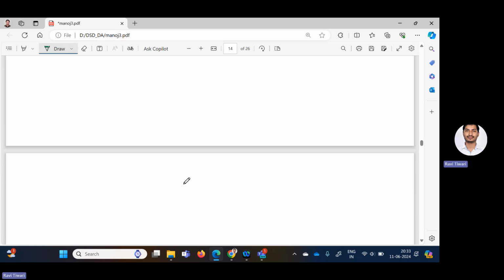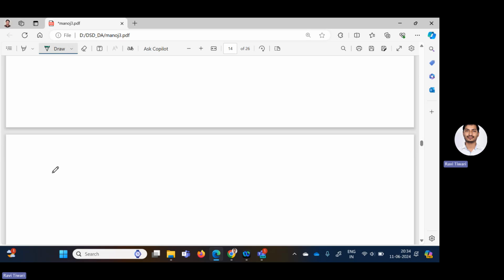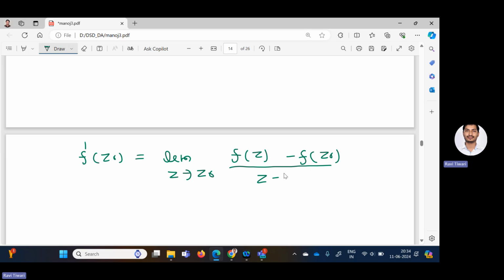Here I will explain because I have noted down 3 more problems. So here I will discuss f dash z naught, how to check differentiability of a function? f dash z naught equals limit z tends to z naught of f of z minus f of z naught divided by z minus z naught. So here z naught value is 0.